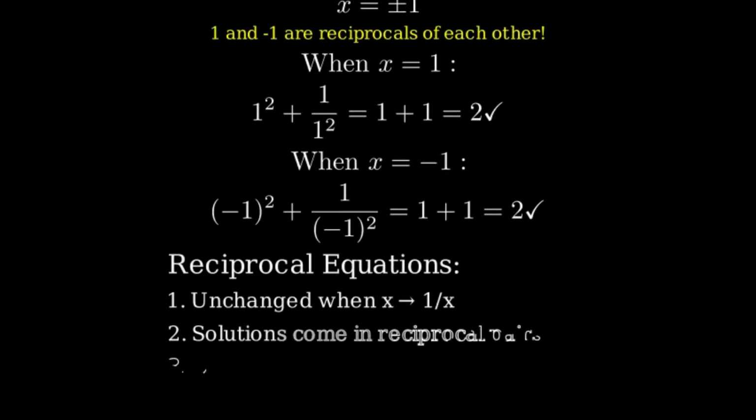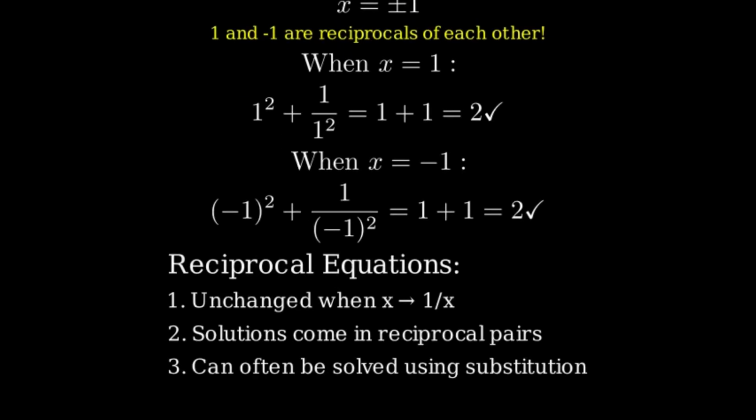To summarize, a reciprocal equation is a polynomial equation that remains unchanged when x is replaced with 1 over x. When solving these equations, we can often simplify them by making a substitution that leads to a quadratic equation. The solutions often come in reciprocal pairs, meaning if x is a solution, 1 over x is also a solution.